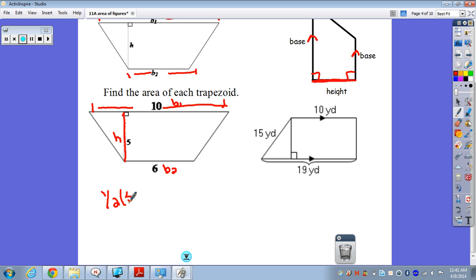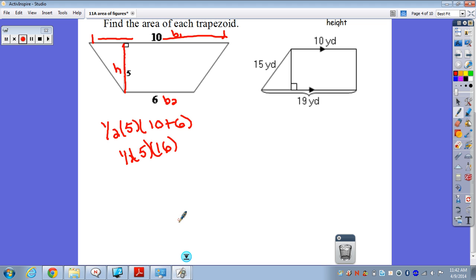1/2 the height, which is 5, and then we add the two bases. And then just make sure you do order of operations. So we do parentheses first, and then we multiply everything out. So we have 1/2 times 5 times 16, and that should give you 40 for the area.